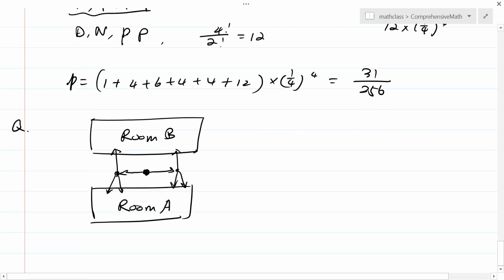So what the question here is, this is a start point, the big start. You are here. So here's a question. If each path is equally likely to be followed, what is the probability of ending up in room B, not A?